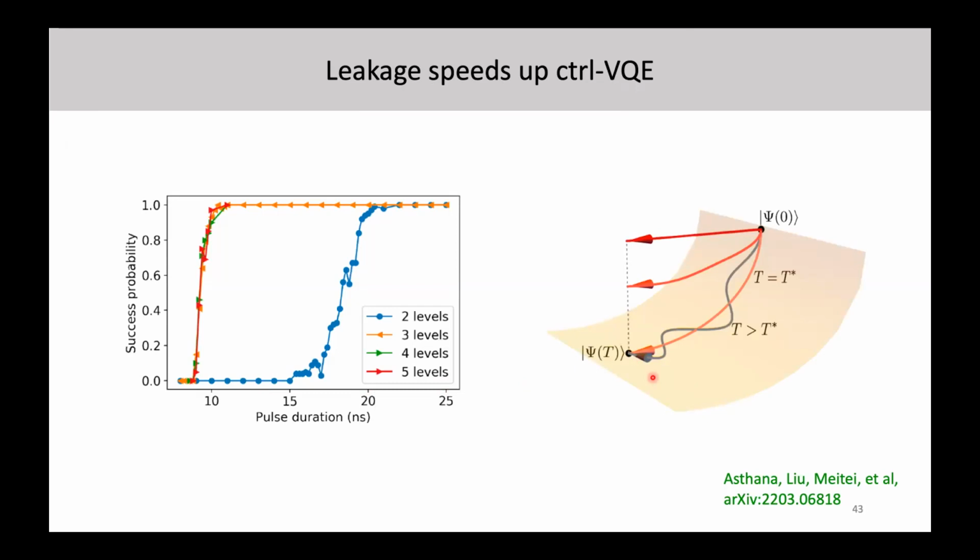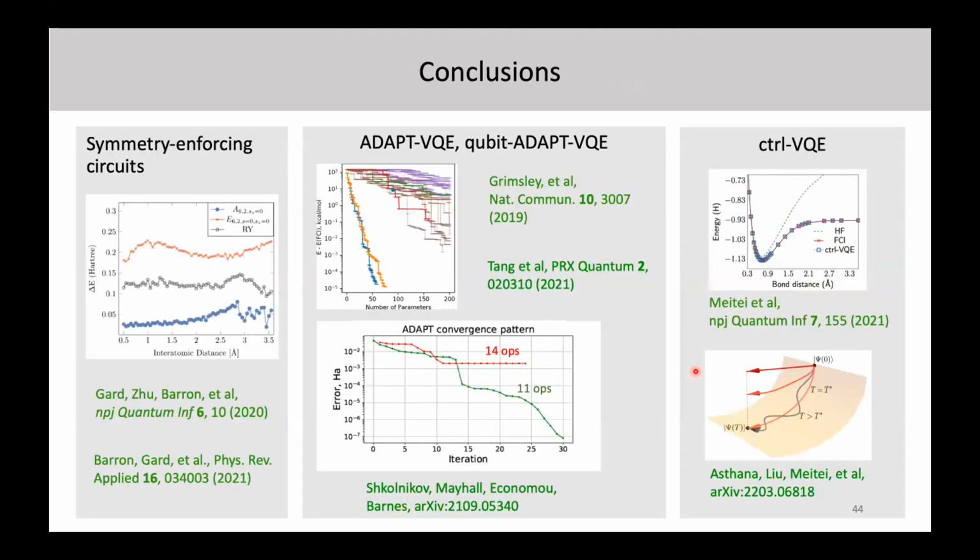And some of those states in that expanded space can be reached more quickly compared to the ones that are purely within the computational space. So that's a rough way to understand why the speed up occurs. But it's an interesting and unusual scenario in which leakage is actually beneficial. Okay, with that, I'll conclude.